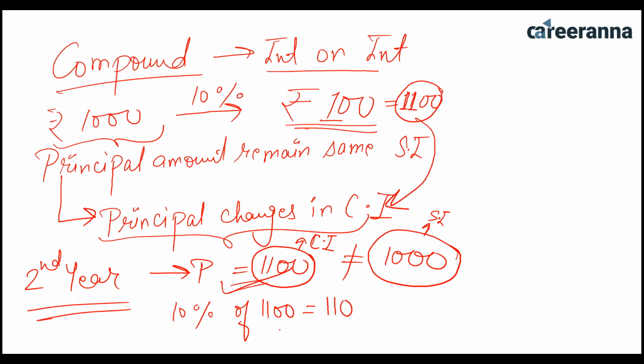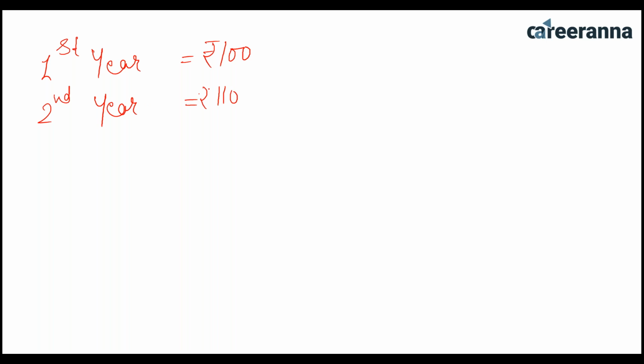So if I talk about 2 years of compound interest, for the first year, my interest was 100 rupees. But for my second year, my interest was 110 rupees. So for a total of 2 years, my interest is 210 rupees.